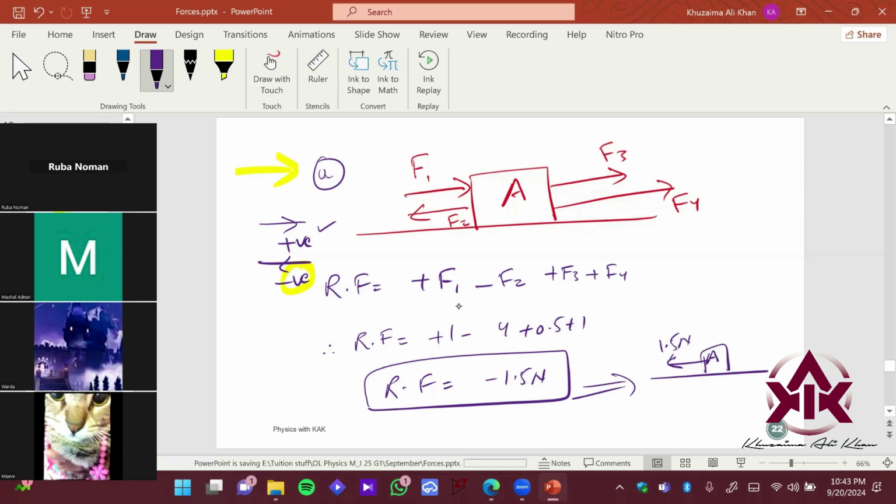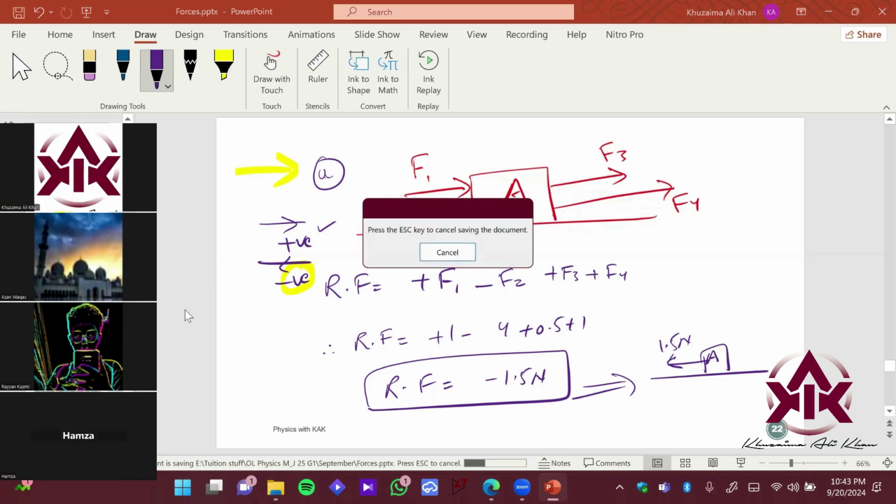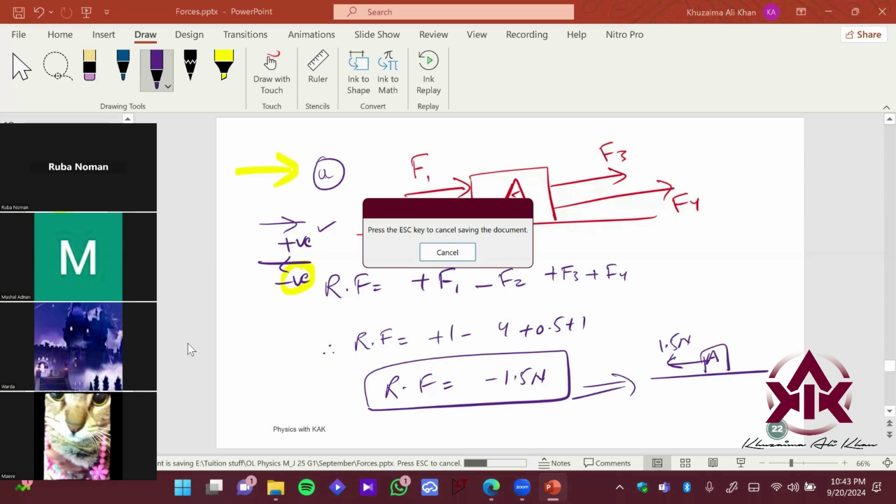If your answer is matching, give me a thumbs up. Okay, it matches for Ryan, Hamza, Mashal, Varda.